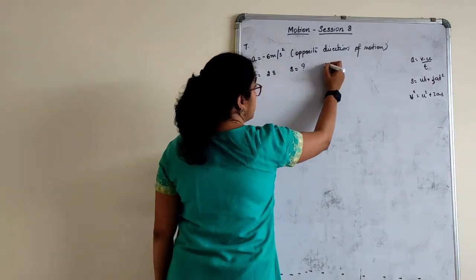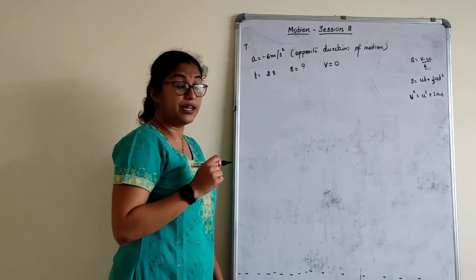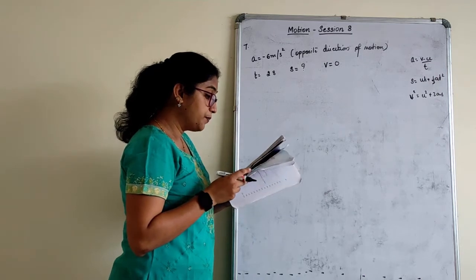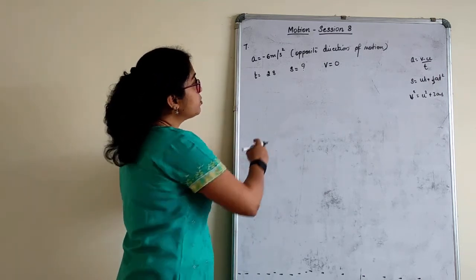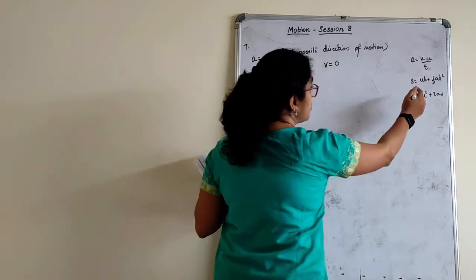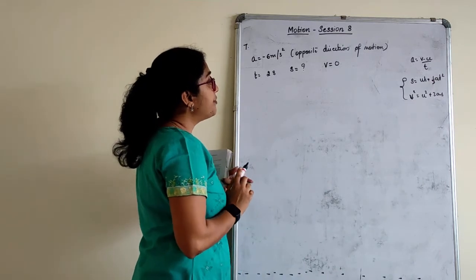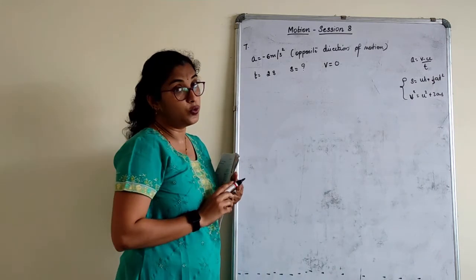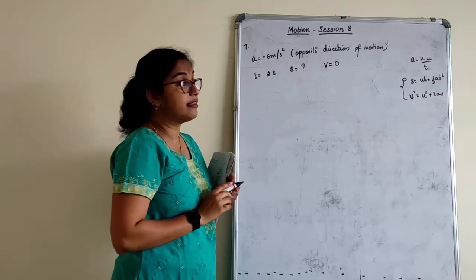So, if brakes were applied, then V will become 0 in this question. What we have to find? Calculate the distance travelled during this time. That means you have to find S. You can find S using two formulas, but in both the formulas, to find S, you require U. So first we have to calculate U and then we can calculate S.